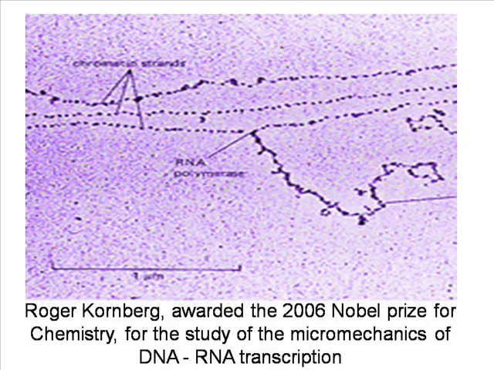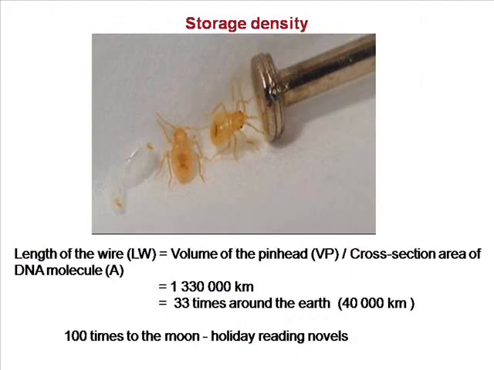Amazingly, a man called Roger Kornberg has managed to photograph this in action. It is called transcription. He won the 2006 Nobel Prize for Chemistry for his achievement. The storage density of the DNA information is the highest in the universe. If you put a single coil of the helix on the head of a pin, it would be long enough to go 33 times around the Earth. If each codon was equivalent to a word, you could make 100 stacks of the average novel from the Earth to the Moon.